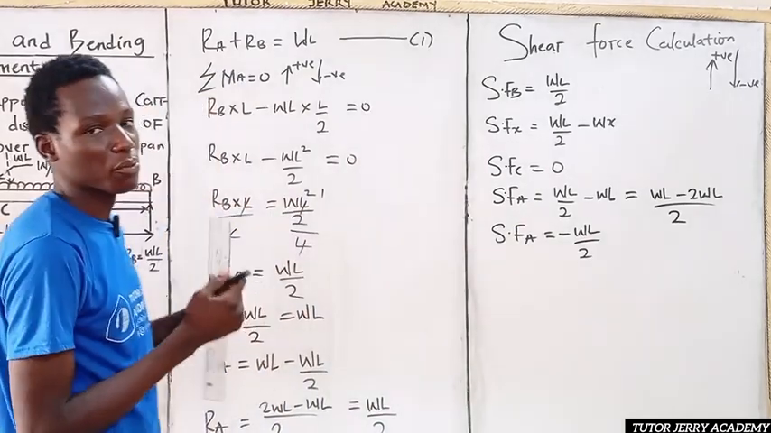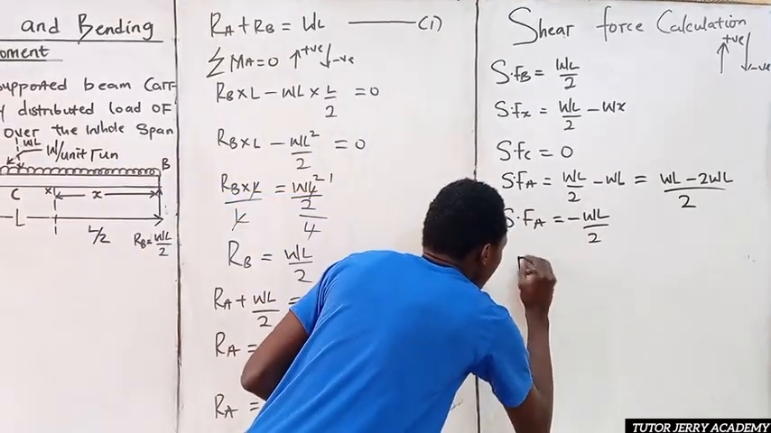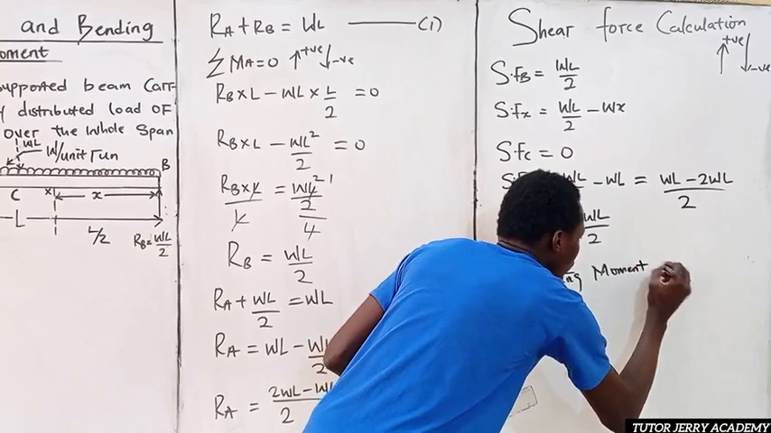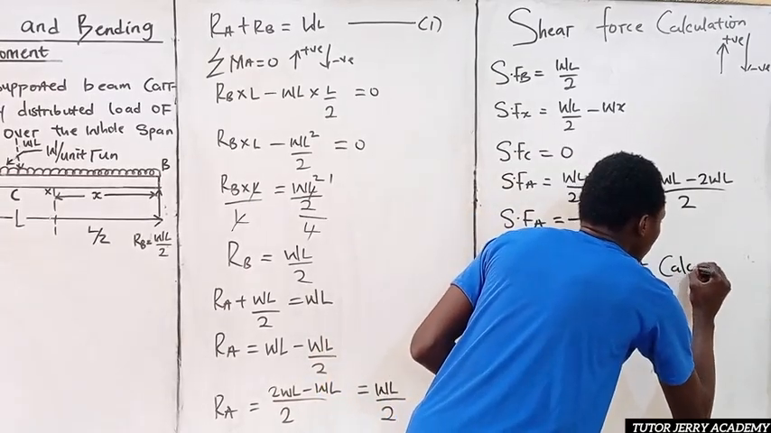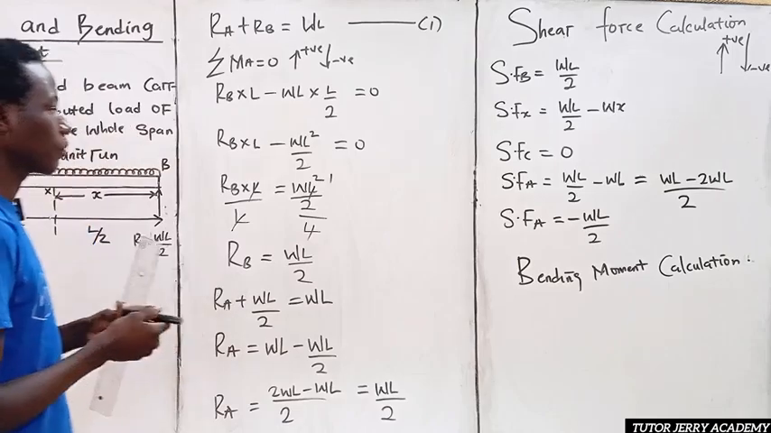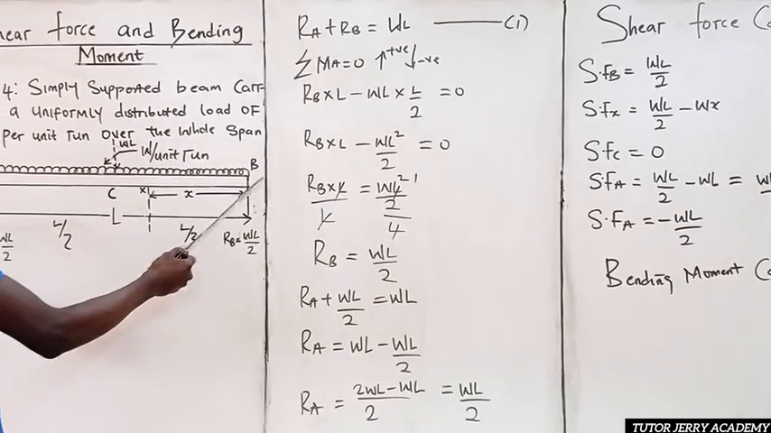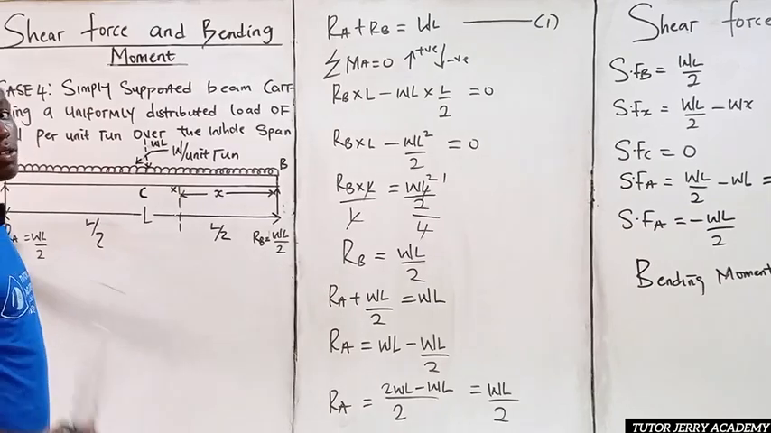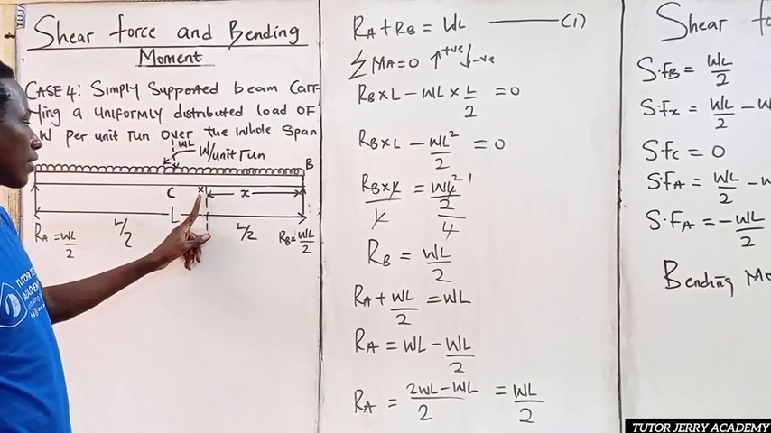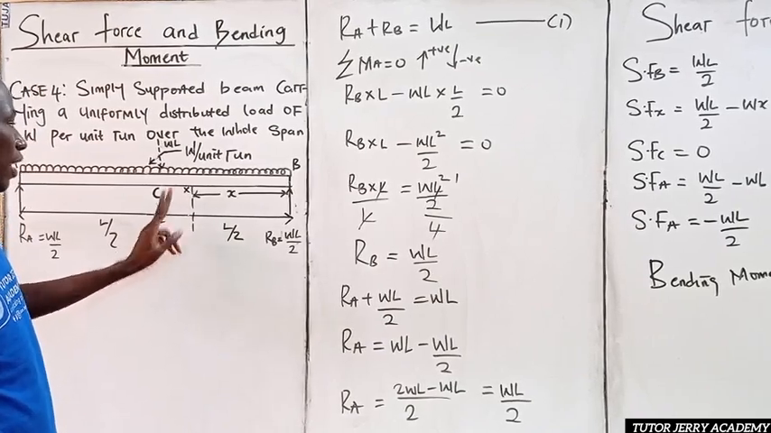Now we are going to proceed to our bending moment calculations. So let's start. So we say bending moment calculation. So now we are going to be doing our bending moment calculation. Now this is a simply supported beam. So we know that our bending moment at A and our bending moment at B is going to be 0. So we are going to be looking for moment at X and probably at C. But what we need most especially is a moment at X.